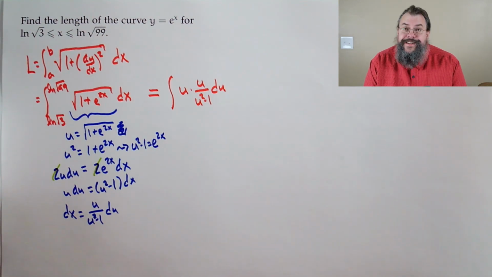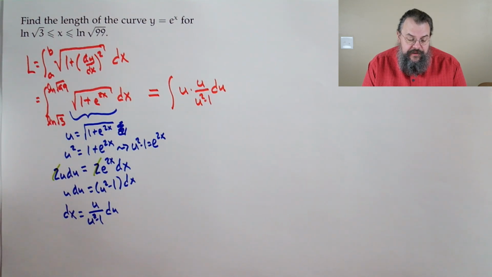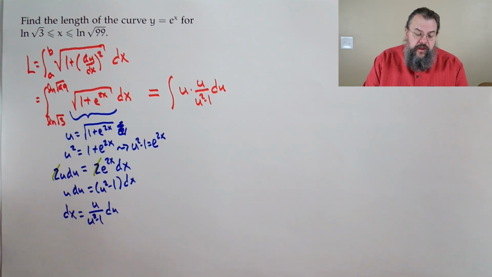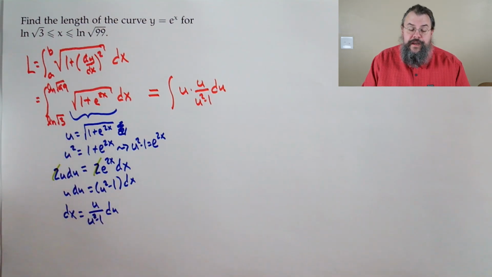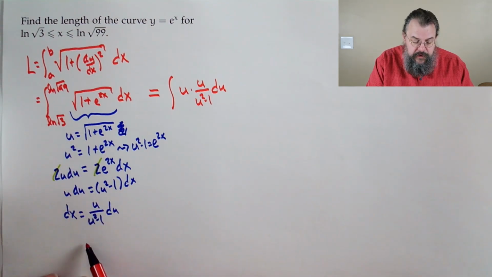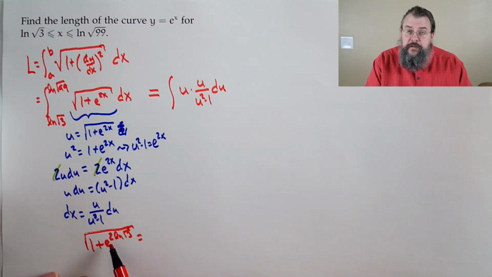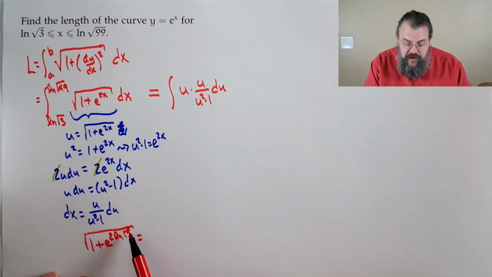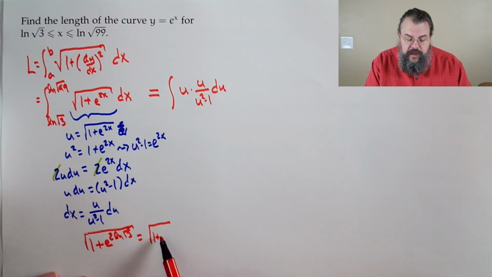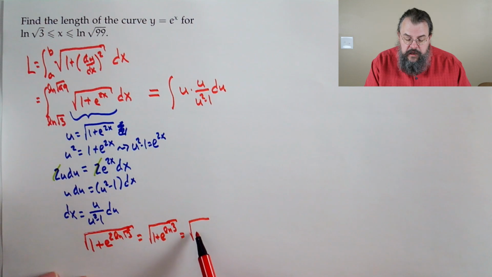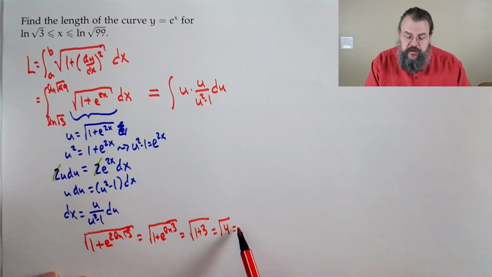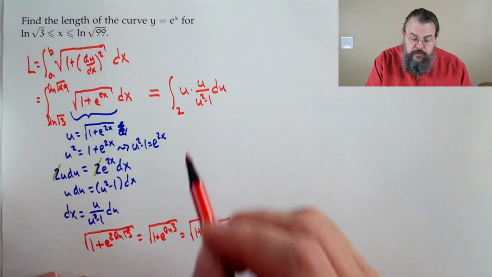We need to do our bounds, so let's see what happens with our bounds. Okay, so what do we do? Well, suppose we plug in natural log of root 3. The square root of 1 plus e to the 2 natural log of root 3. Well, because of the properties of natural logs, you can bring the 2 inside. Square root of 3 squared would make that just log 3. E to the log 3 would be 3. So it's 1 plus 3, which makes that square root of 4, which makes it 2. So our lower bound is 2.